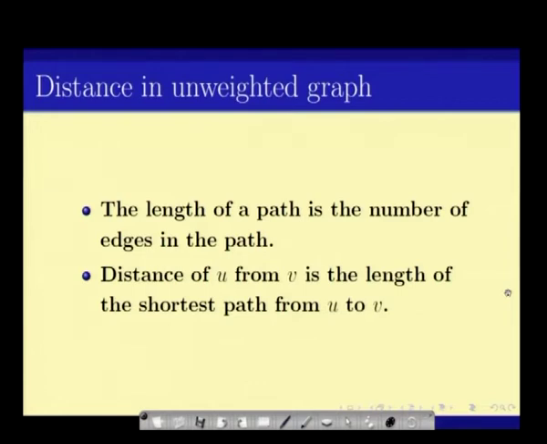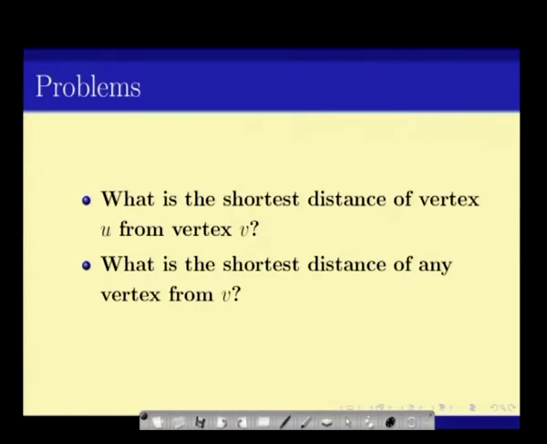vertices. So, usually the distance between two vertices is defined, in the case of unweighted graphs, as the number of edges in the path, and the distance between two vertices is the length of the shortest path from u to v. The problems that one asks typically are, what is the shortest distance from a vertex u to vertex v, and the second one is, what is the shortest distance of any vertex from the vertex v. And as we have seen, these two questions can be answered using the BFS algorithm.